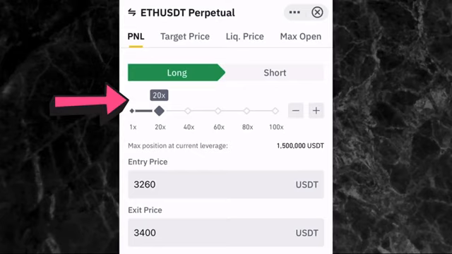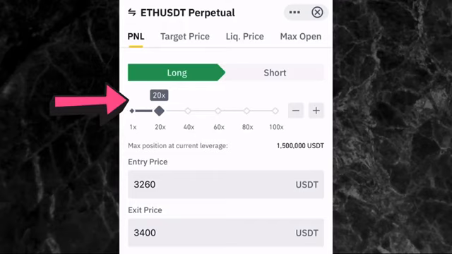It's just like saying you are borrowing money to add to your own money so you can have more money to trade with. Now let's say, for example, you have like $10 and then you want to go into a trade with $1,000. You can do that with leverage. If you have like $100 and you want to go into a trade with like $2,000, you can do that with leverage.